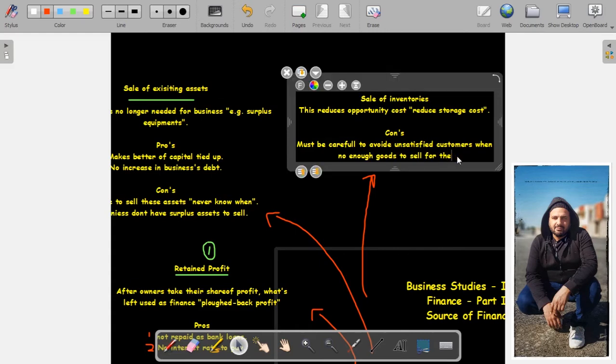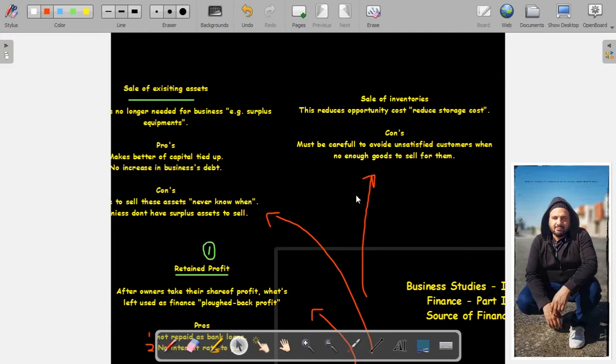That's the advantage. Disadvantage of this point. So this is about the third method, number three, sale of inventories. And as I said, there's one disadvantage regarding this method.